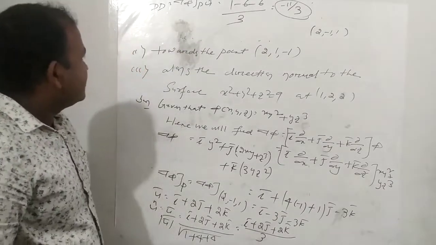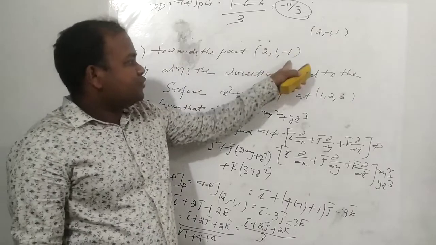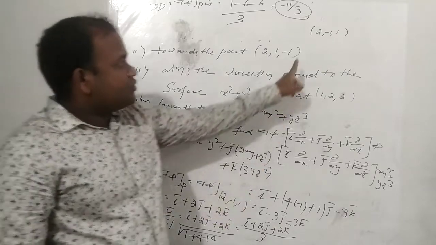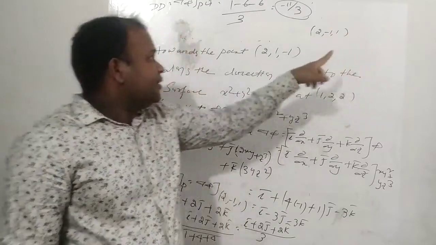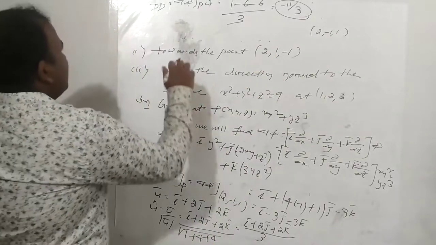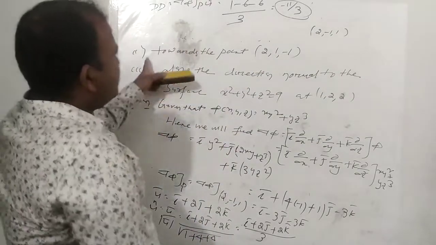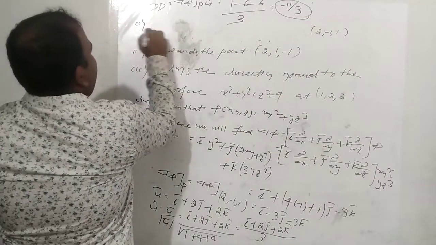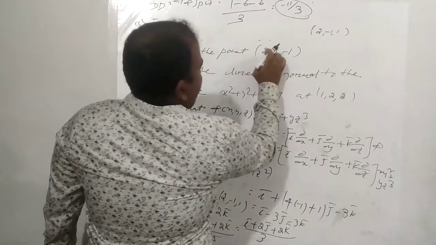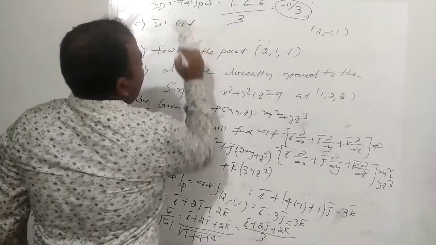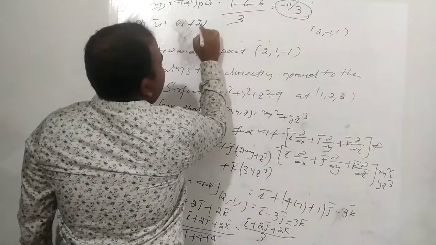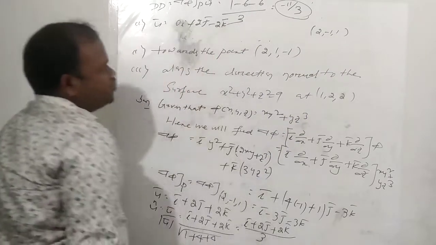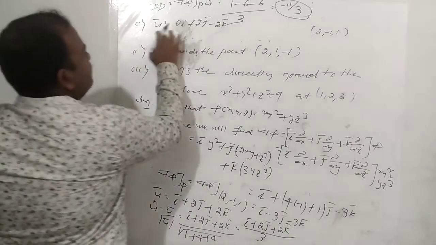Now you will find the directional derivative towards the point 2, 1, minus 1. So one point is already given, that is del phi at p, 2, minus 1, 1, and another point is given. So now you will solve for the second one, towards the point 2, 1, minus 1. Here the u vector equals x2 minus x1, this is 0, y2 minus y1, this is 2j, minus 1 minus 1, this is minus 2k. So this is the value of u vector.